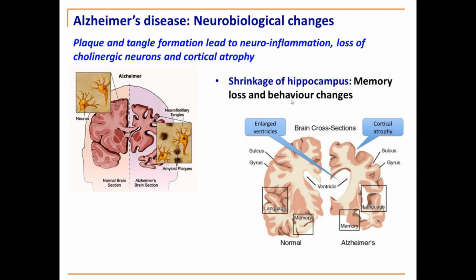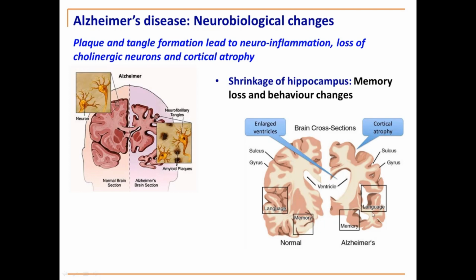And as you're getting that atrophy, you start to get shrinkage of the hippocampus, and that leads to memory loss and behavior changes. The hippocampus is involved in memory formation, so memory is affected first. But then you can also get impairment and atrophy of the language areas. You can see this in an Alzheimer's brain compared with a healthy brain, with significant atrophy, as well as the atrophy involved in memory, which we've talked about already.